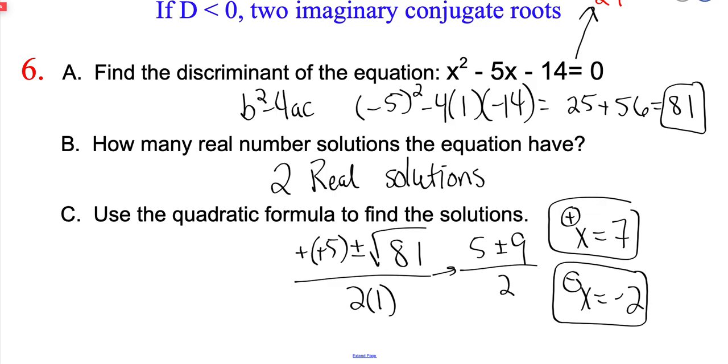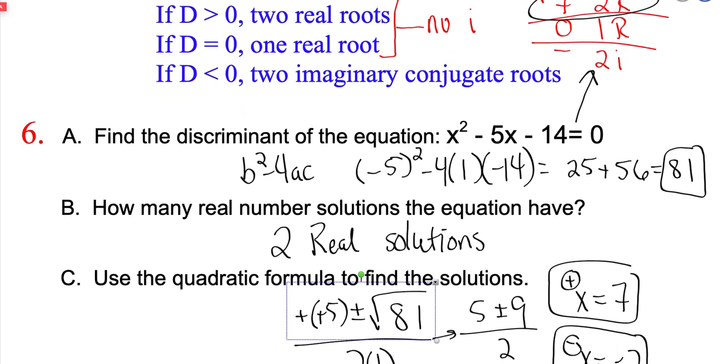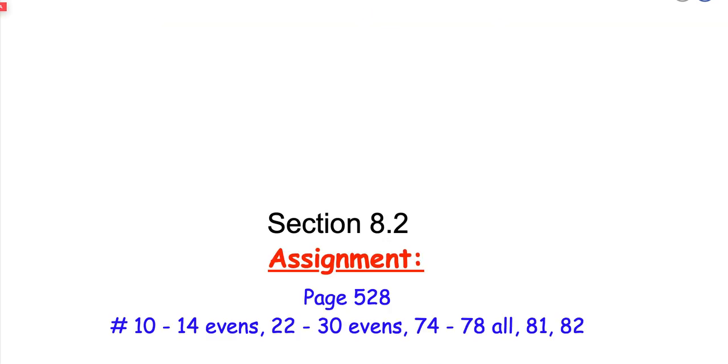Okay? So again, the discriminant is just the number underneath the square root, that 81. All right? And that tells you how many and what kind of solutions you're going to have. And that could save you a little bit of time in the quadratic formula if you separate it out a little bit. Okay? So your homework is the worksheet that has these questions on them.